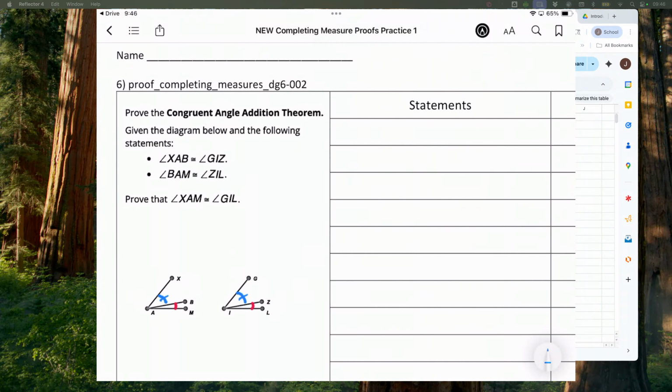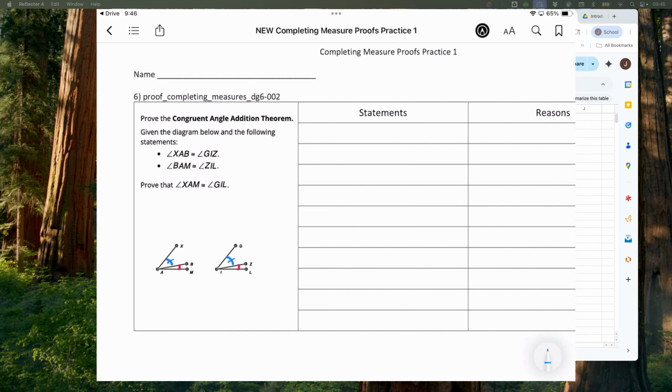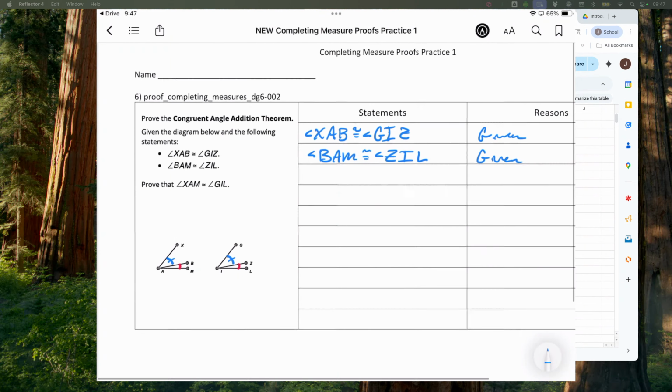And so, very similar to the last one we did, which is kind of rough, we are going to have angle XAB is congruent to angle GIZ. That's given. We have angle BAM is congruent to angle ZIL. That's given. I know that I've got congruent statements, and I know I'm going to need measure statements, so I'm just going to do them now.